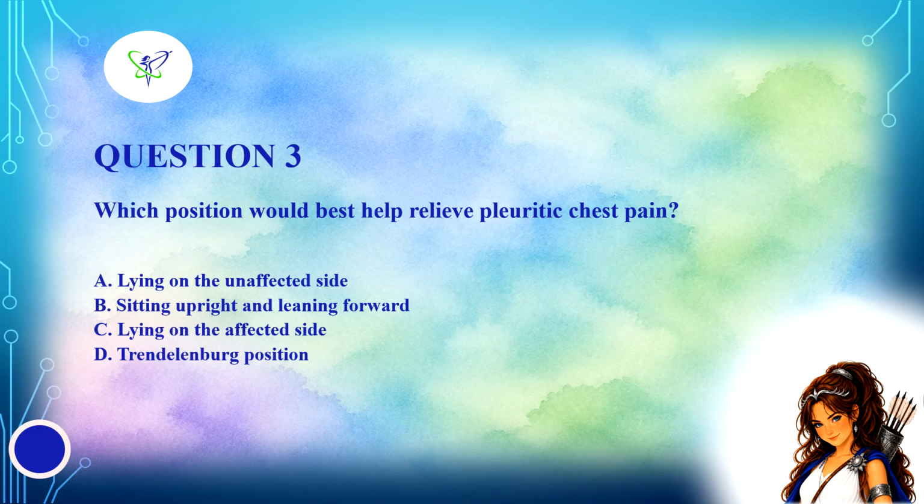Question 3. Which position would best help relieve pleuritic chest pain? A. Lying on the unaffected side. B. Sitting upright and leaning forward. C. Lying on the affected side. Or D. Trendelenburg position. I'm going to say lying on the affected side, C. And Artemis says we're right.